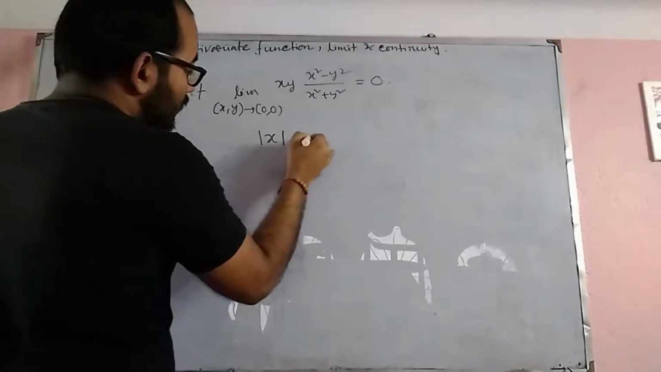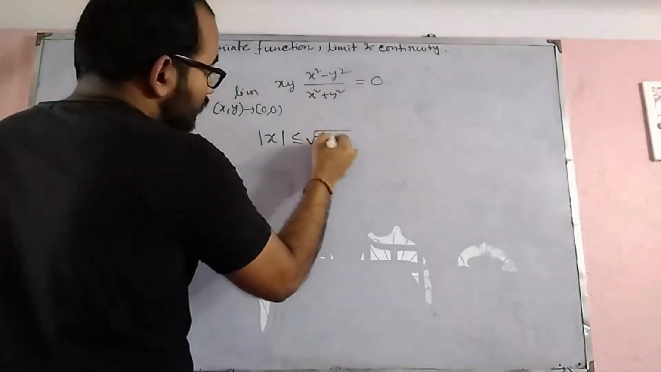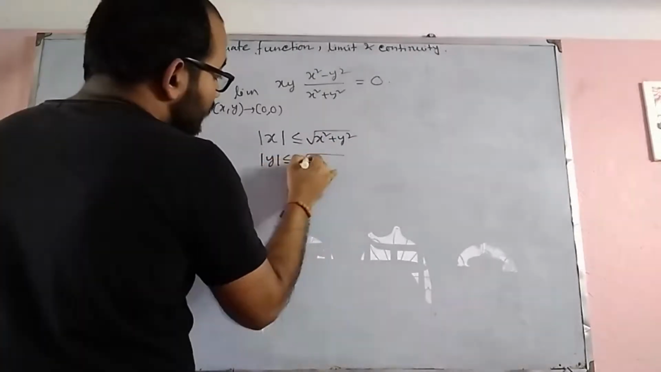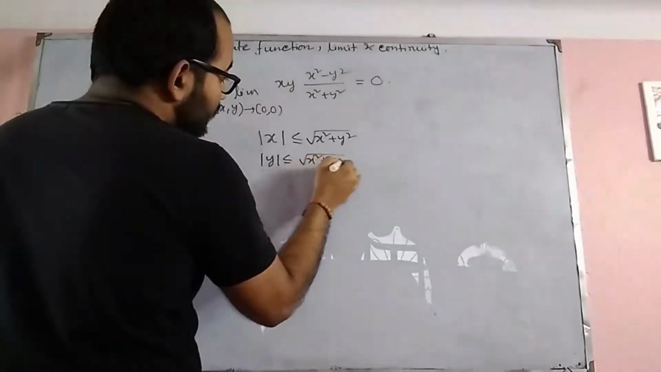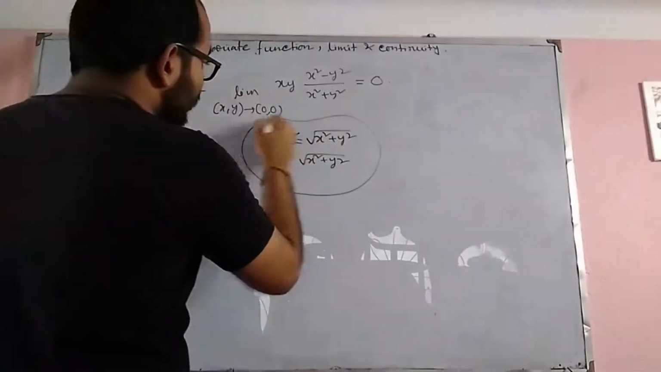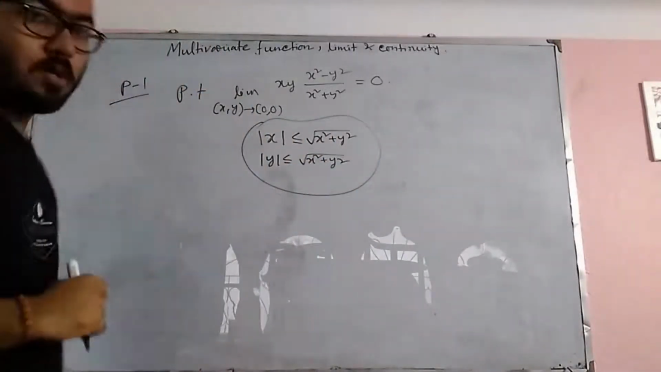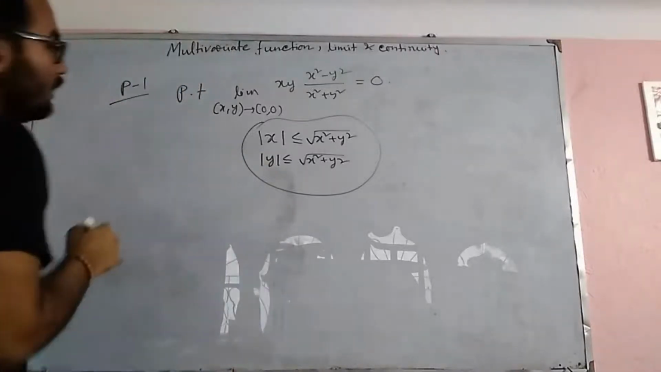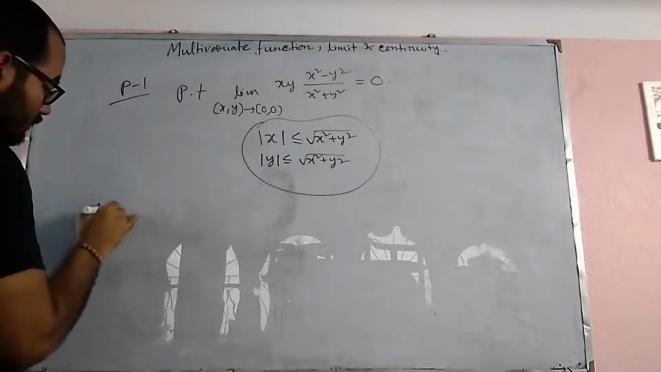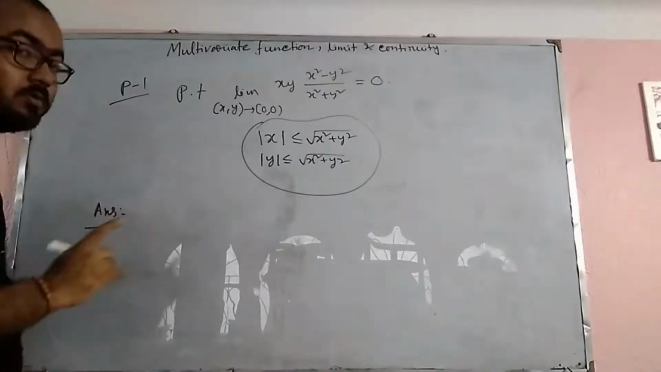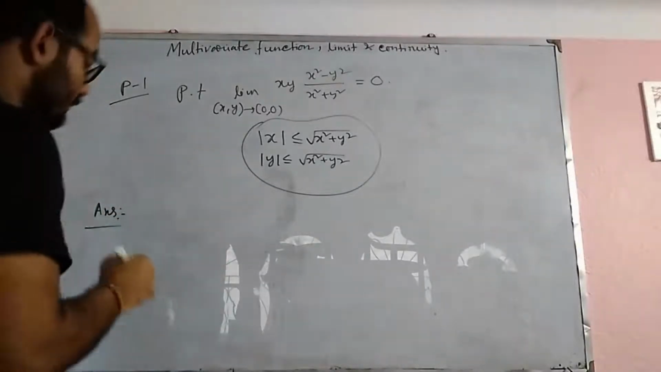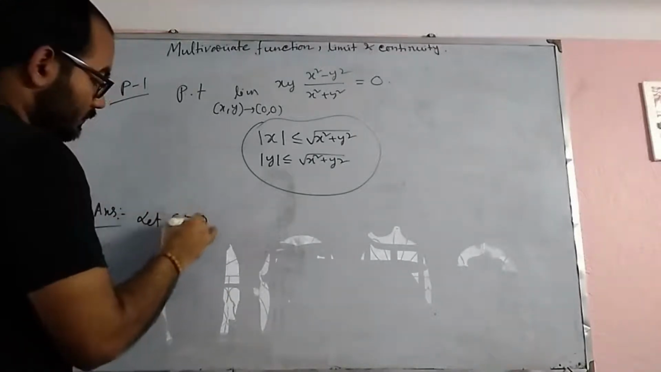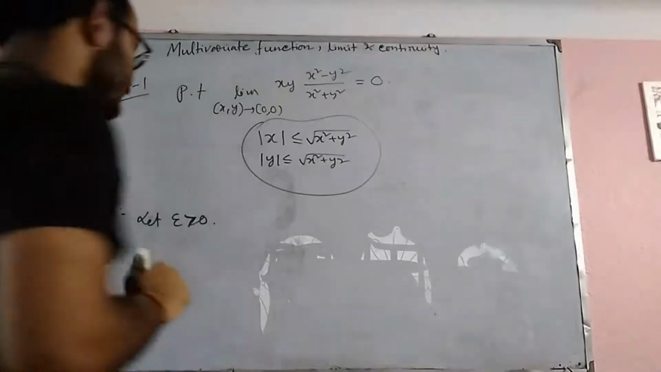These inequalities are very useful tools to solve this type of problem. Note down these inequalities. Answer: at first, we have to assume a positive epsilon. Let epsilon be greater than 0.